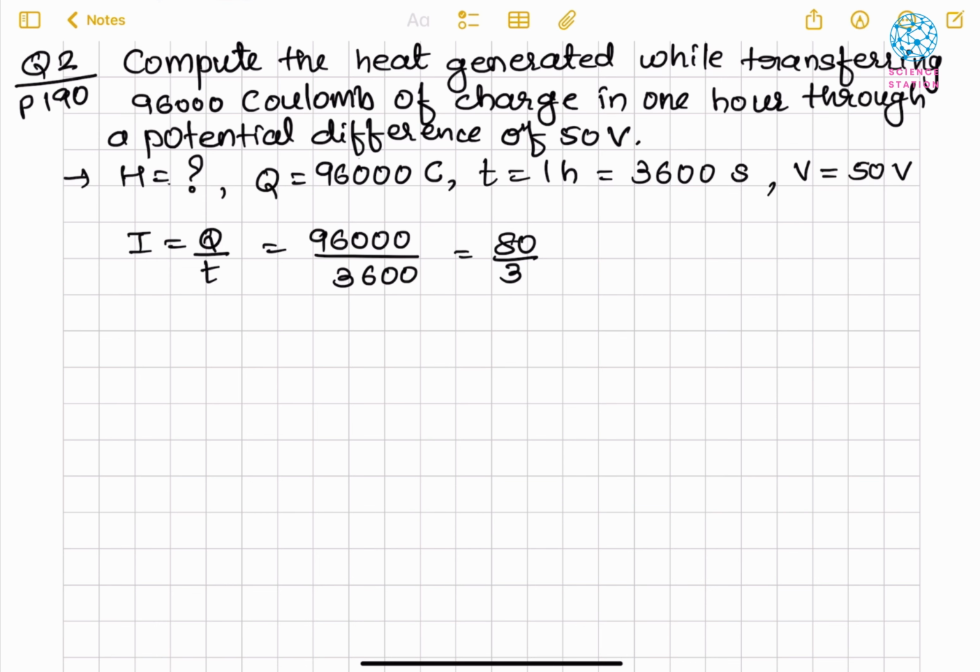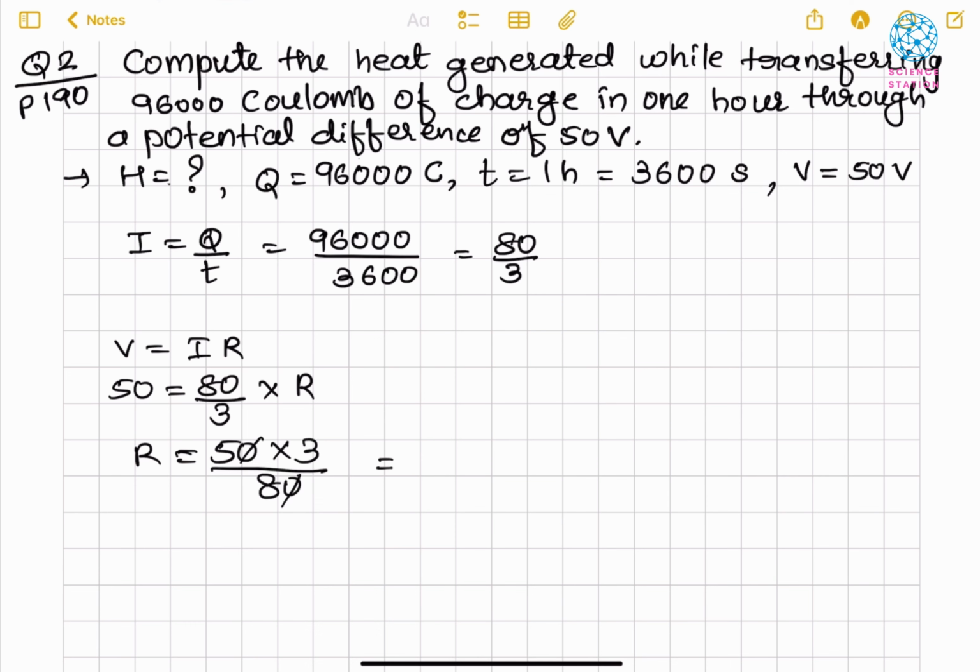Now I am not solving it or bringing it into point, because now the same value I need ahead. Now V equal to IR. So V is given as 50, I is 80 upon 3 we got, and R I don't know. So R will be 50 into 3 upon 80. So if I cut the 0, I will have 15 upon 8.